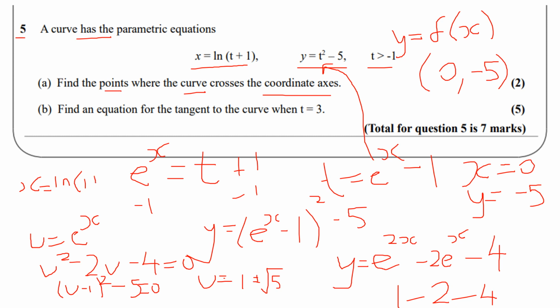Now we can see that one of our roots will not match because I cannot have a logarithm of a negative number. So I'm going to disregard the negative sign. So it crosses the x-axis at x equals natural log of (1 plus root 5) when y is equal to 0. And that, guys, is going to be my point of intersection. I know that was actually pretty long for a 2-marker, but that's my way of doing it.